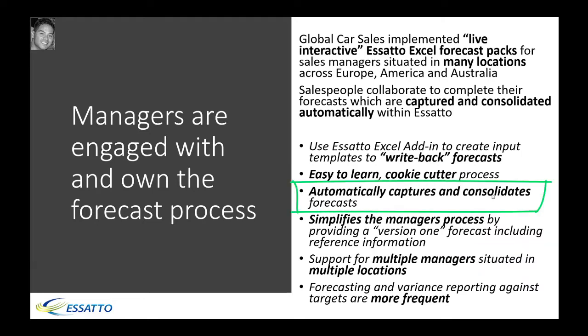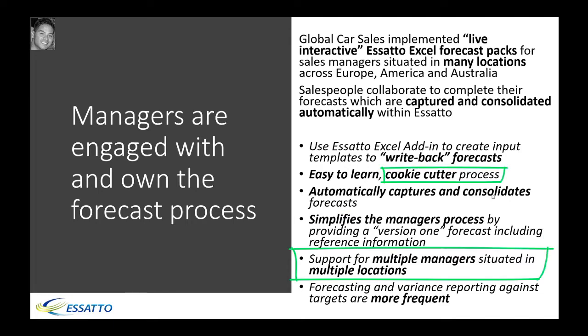Forecast data submitted by managers is automatically captured and consolidated, improving data quality and reducing required effort. You can use Fast Budgets to create a first cut of a budget or a forecast. Managers then adjust the forecast instead of creating it from scratch, again reducing forecast effort.